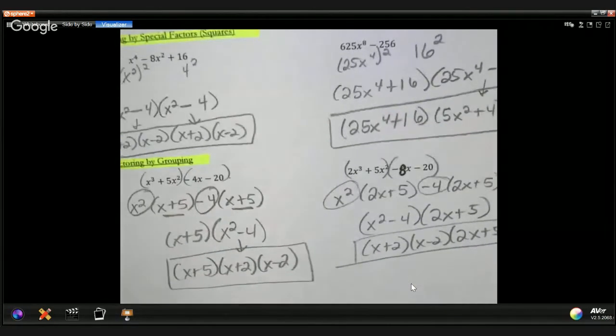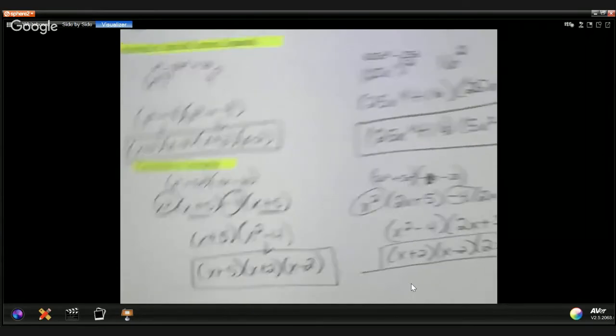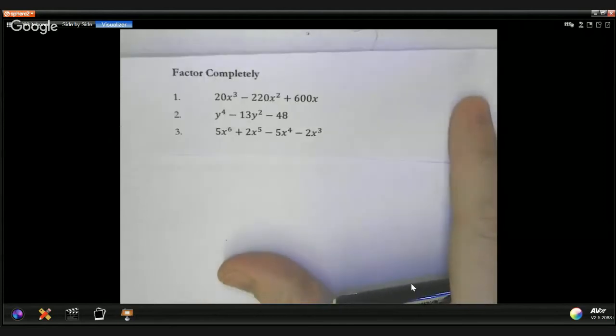Okay, so we have 3 problems I would like you to be able to do. I'd like you to start off by copying them down and then try them out. When you think you have them, then press play.